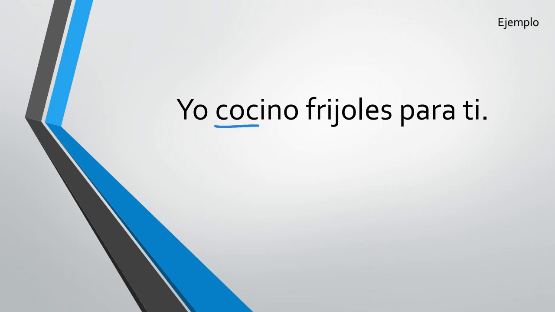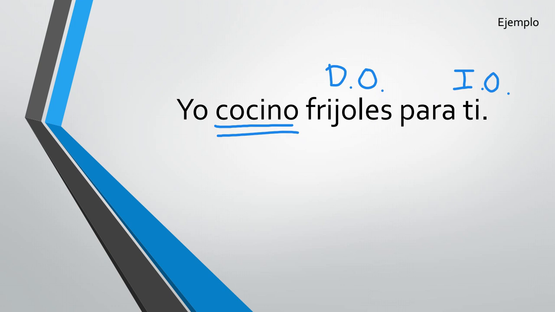So remember that to find them, we find the verb. So cocino is our verb. I cook what? Is the first question we asked to find our direct object. So we know that frijoles is our direct object. Then if we ask, who do I cook the beans for? We'll find that ti is our indirect object. All right. So we found our direct and indirect objects.